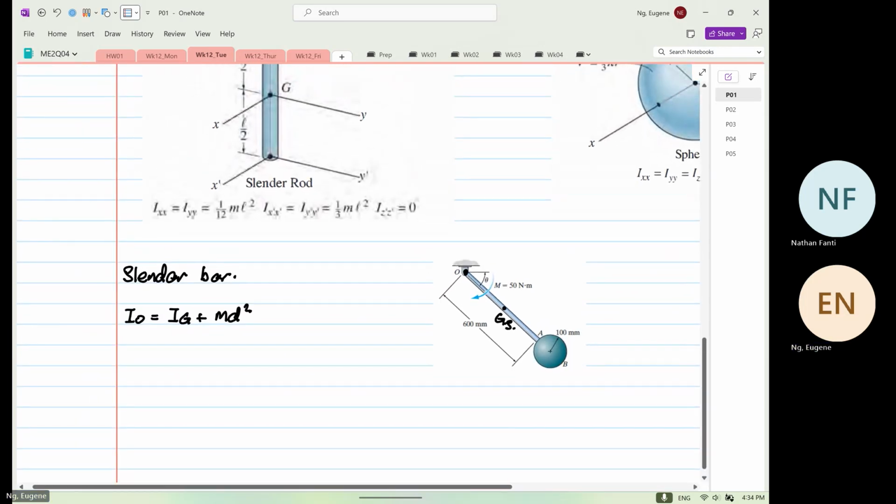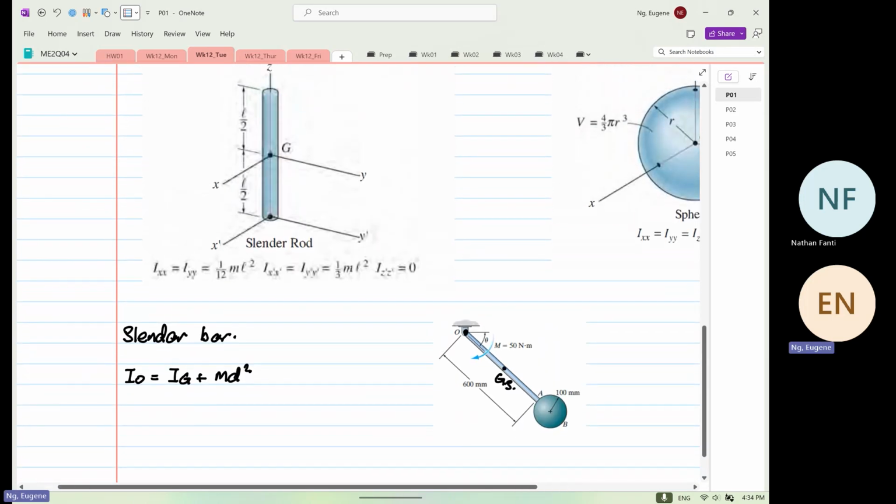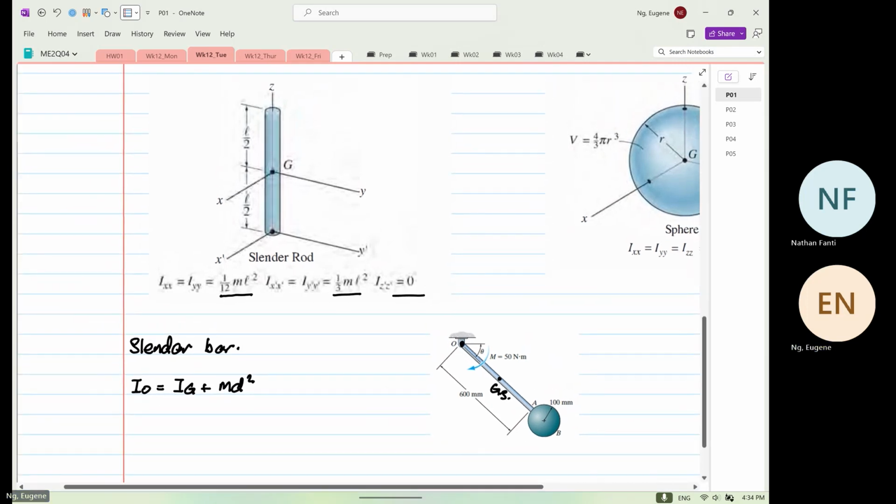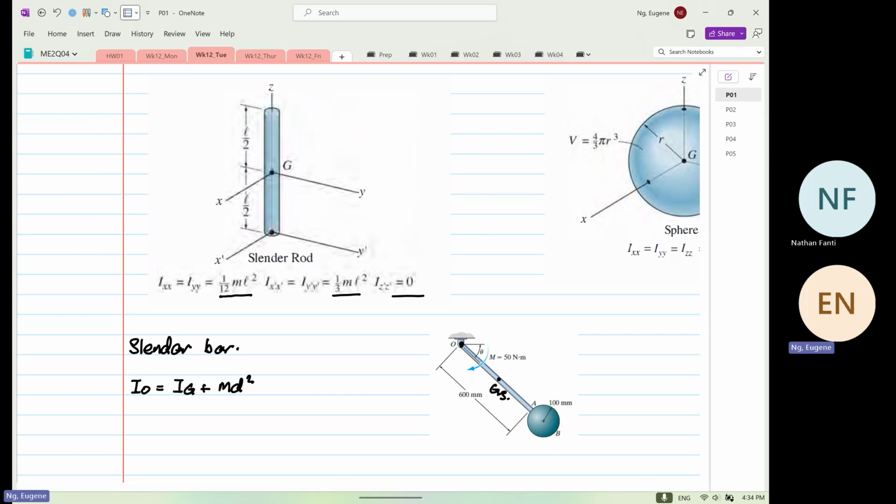Now, if you look into this diagram over here, which formula do you use? Do you use 1/12 m l squared? Do you use 1/3 m l squared? Or I_ZZ equal to 0? Are you very confident that it's not I_ZZ we are looking at? Yes or no? It's definitely not I_ZZ, because I_ZZ is parallel to the axis of the rod, the axial axis. So it's either I_XX or I_YY, or I_X prime or I_Y prime. So we are going to select I_XX or I_YY, it does not matter.